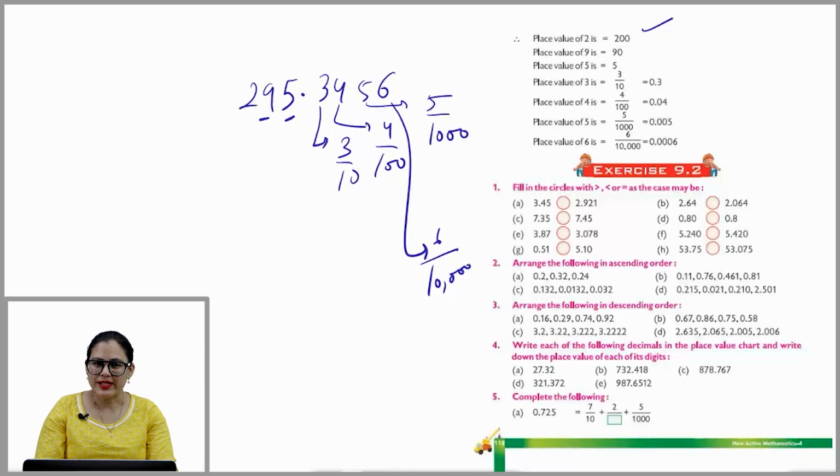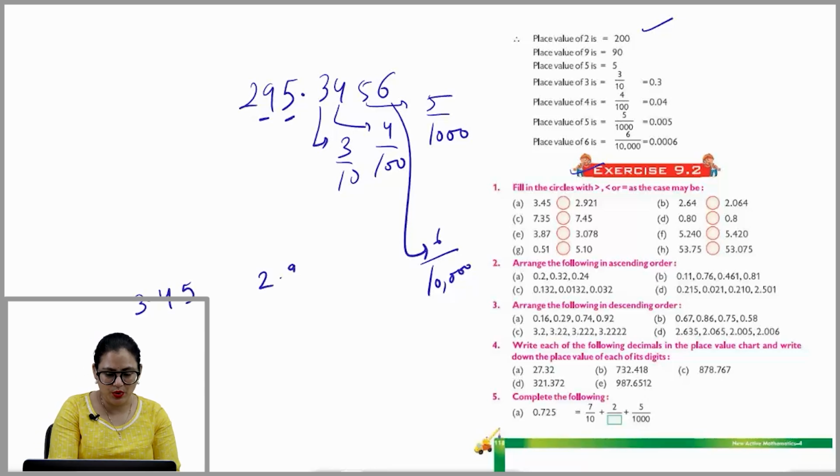Okay, let's do exercise 9.2. Fill in the circle with greater than, less than or equal to as the case may be. A. 3.45 and 2.921. We have to compare these two decimals. First, we will convert these decimals into like decimals. Okay, there are 3 places, and after the decimal here there are only 2 places. So we'll add 0.